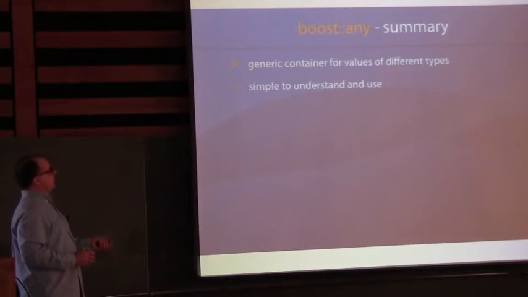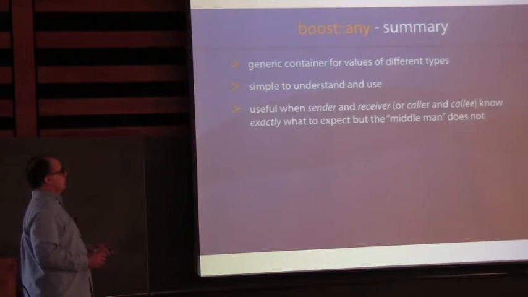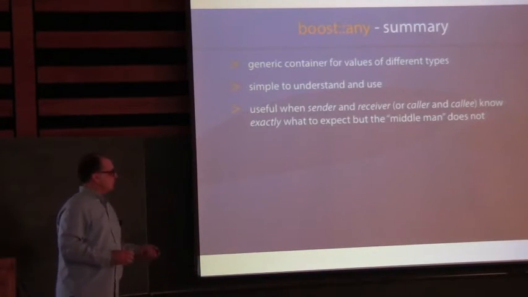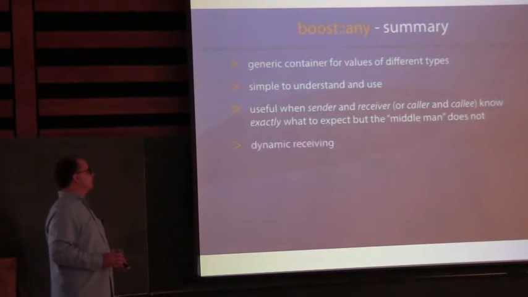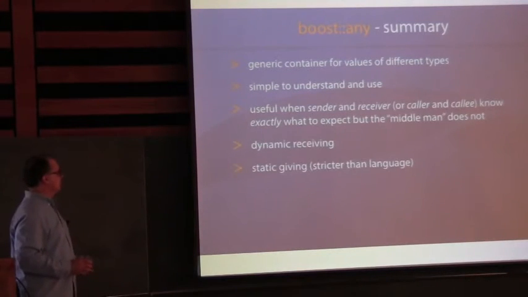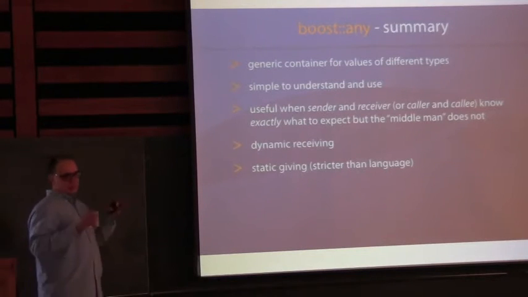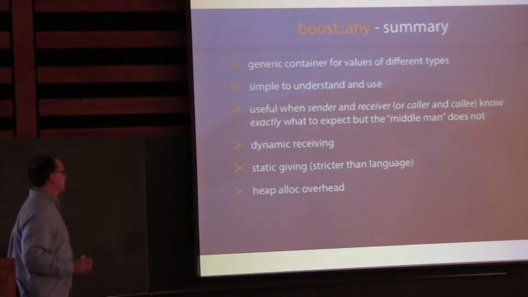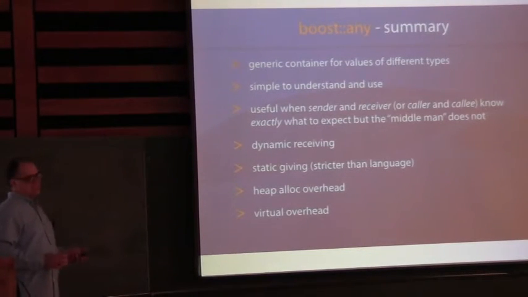We have a generic container for values of different types. It's very simple to understand and use. It's useful when sender and receiver, or caller and callee, know exactly what to expect, but the middleman doesn't need to know. It receives the values dynamically, but gives them statically, conditionally speaking, not literally. It has the heap allocation overhead, and it has the virtual overhead of performance and size.